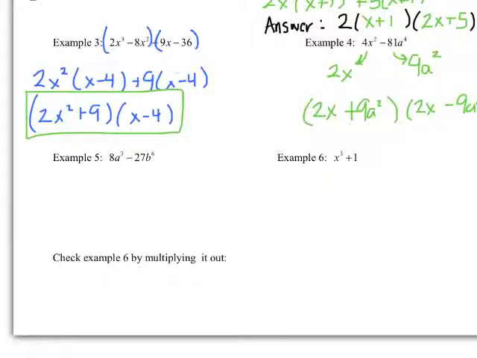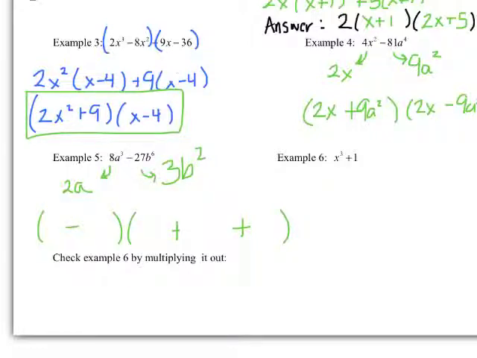Okay, example 5. Now this is actually a cube one, right? Because I see cubes here. 8 is the perfect cube of 2, so this is 2a, and this is 3b squared. Let me write that again. Alright, so for the cube you want to set up with a binomial, then a trinomial. SOAP: same sign, opposite sign, always positive.